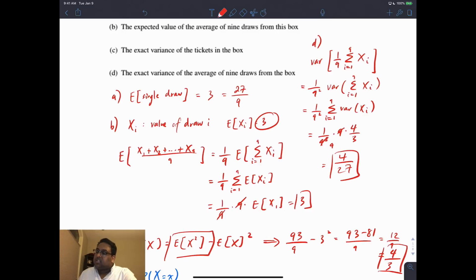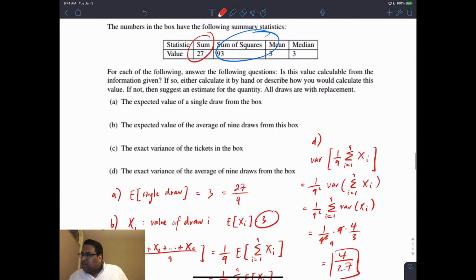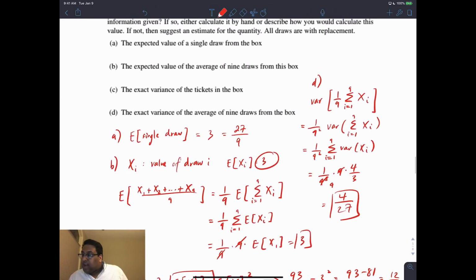Okay, so the variance of the average is 4 over 27, whereas the variance of a single individual draw is 4/3. Okay, and again, this brings up the comparison of sample standard deviation versus population standard deviation, and sample variance versus population variance. Okay, there's a lot of parallels between them. Okay, and so that wraps up question 5.